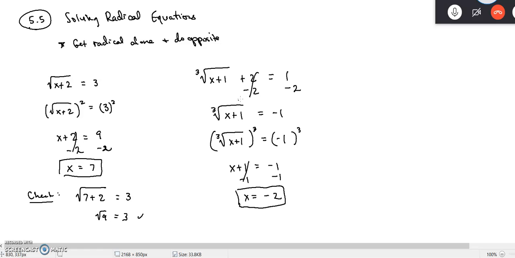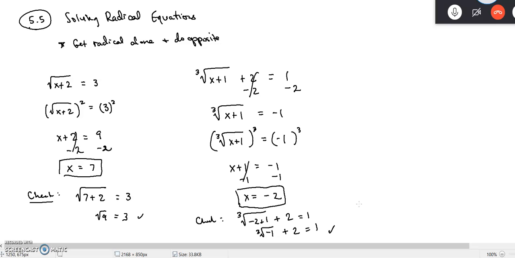Now with cube roots, we don't have the problem of positive or negative, so the cube root should always check. You never need to throw out a solution for these. If it doesn't check, then you did something wrong. So just to check it real quick, we have the cube root of -2 plus 1, plus 2, equals 1. So this would be the cube root of -1. The cube root of -1 is -1. -1 plus 2 is equal to 1, and that does work out.